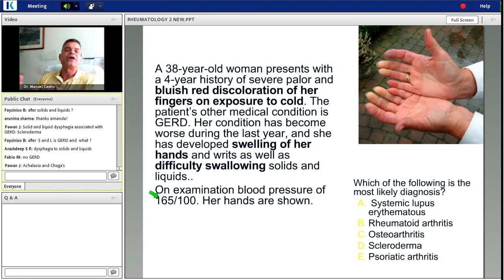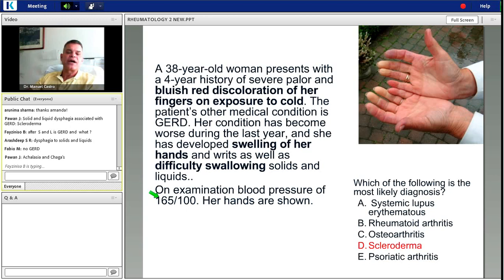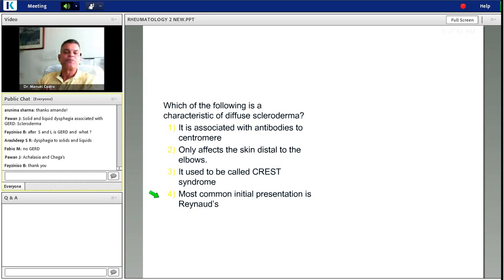Okay, so let's see what other conditions they actually could ask you, or what other things you could actually see from this condition. Which of the following is characteristic of diffuse scleroderma? Now, very important to know that scleroderma, which is usually caused by thickening of the skin, is divided into two types. One type is limited scleroderma, and that's the one that you normally see, the CREST type of syndrome, right? And you all know CREST. CREST is basically limited scleroderma.